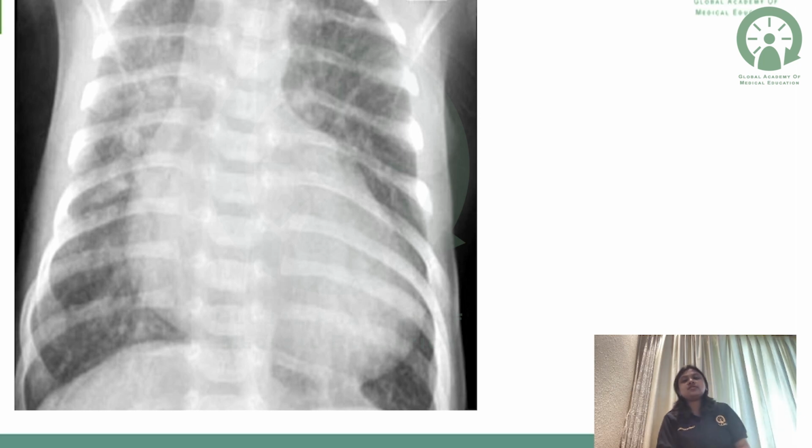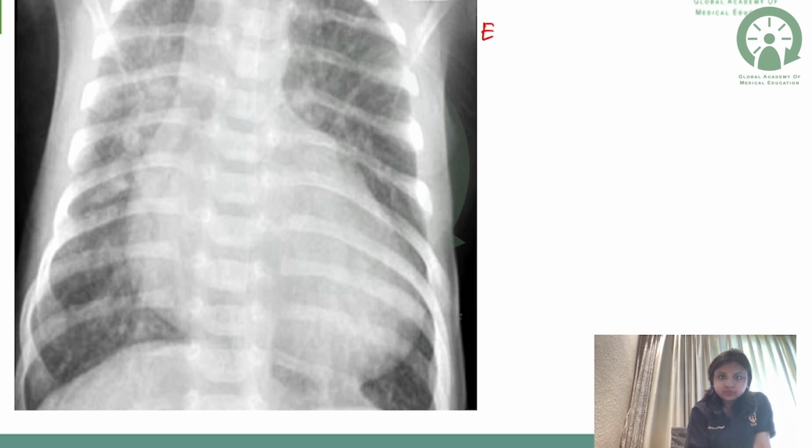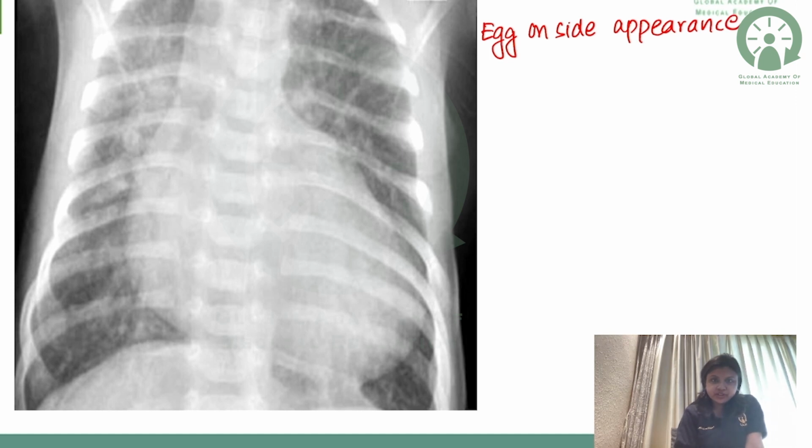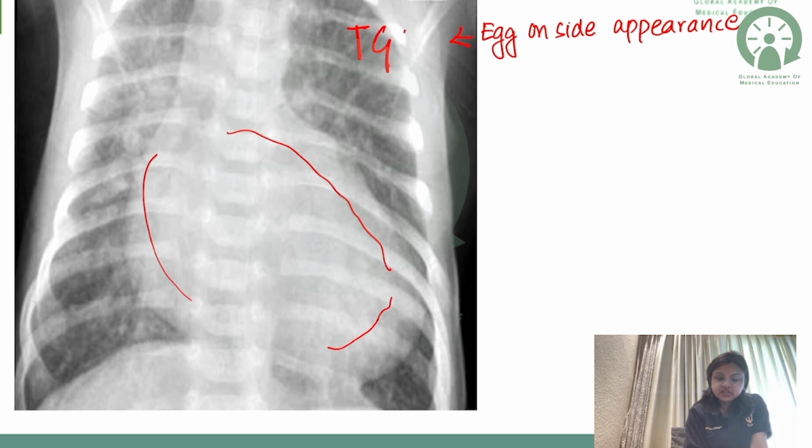Now coming to the next image, this image is suggestive of egg on side appearance. Can you appreciate the egg over here? And this is suggestive of transposition of the great arteries or the great vessels. So TGA, transposition of the great vessels, presents with egg on side appearance.